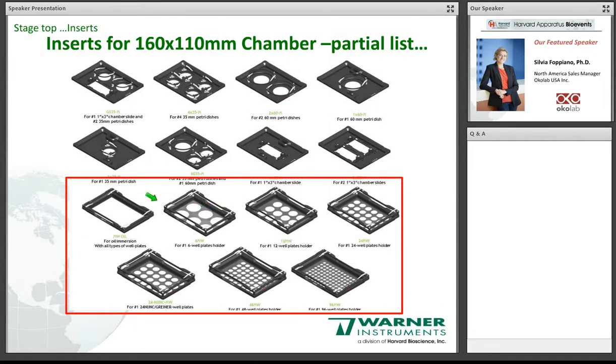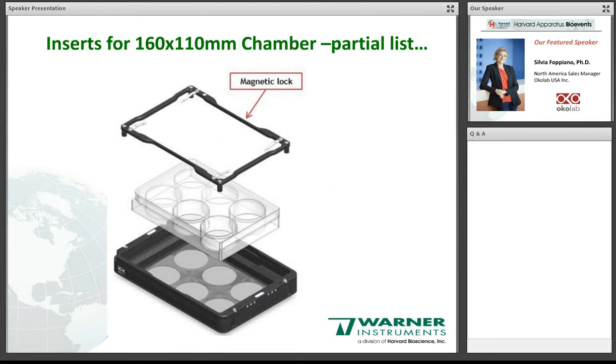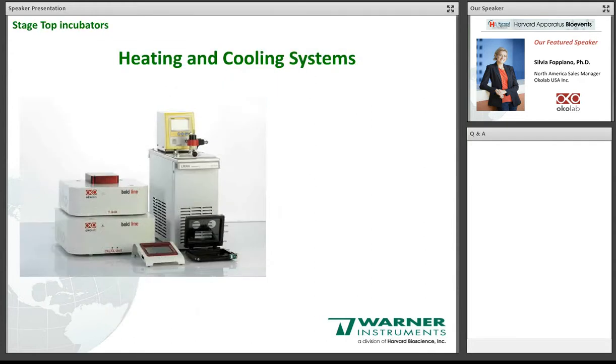But you can imagine how, when you are imaging with short working distance objectives, such as oil immersion objectives, you want to use this open frame so that you can move from well to well in an unrestricted manner. Obviously, you have a little bit less thermal uniformity because of the absence of this plate, and this is intrinsic of all stage top systems. Here is an example of how you would place your insert, then your plate, and then a lock.